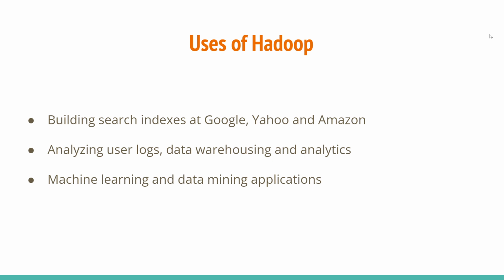Some uses of Hadoop include search indexes at Google, Yahoo, and Amazon. Amazon's Elastic MapReduce provides a managed, easy-to-use analytics platform built around the Hadoop framework. It is used in machine learning and data mining applications, and for analyzing user logs, data warehousing, and analytics.